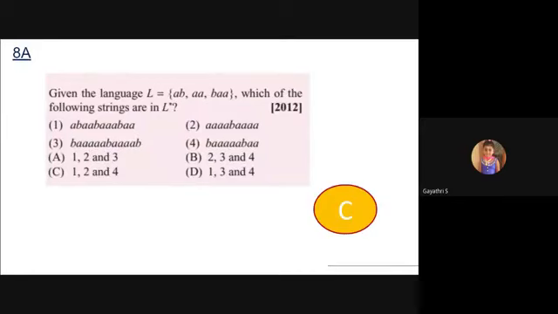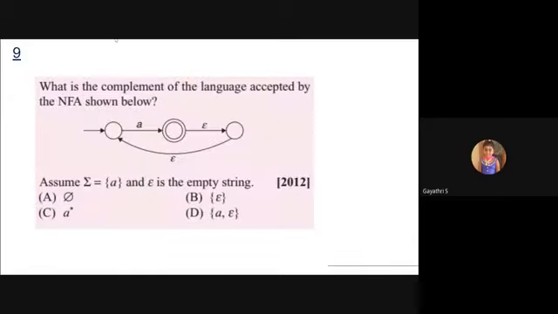Okay, next. What is the complement of the language accepted by the NFA shown below?